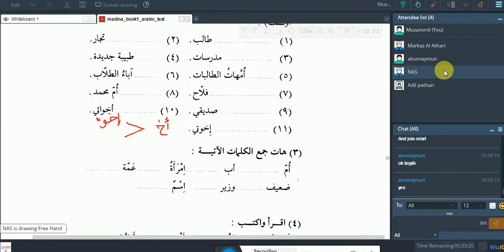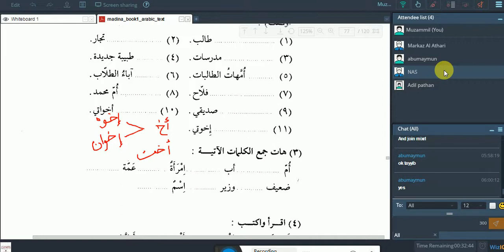One is ikhwatun, and the other one, exactly, ikhwanun. Okay. Both of those are the plural of akhun, which means brother and brothers, and then you have mu'annath, the feminine, ukhtun.